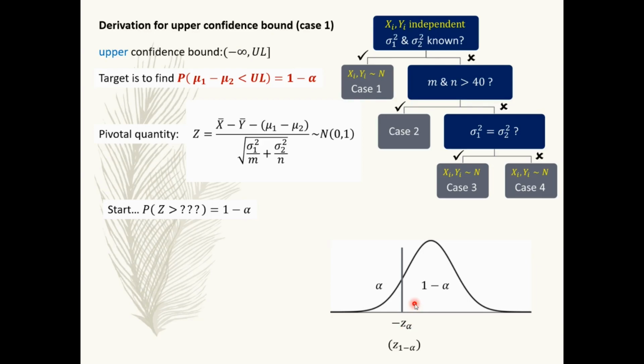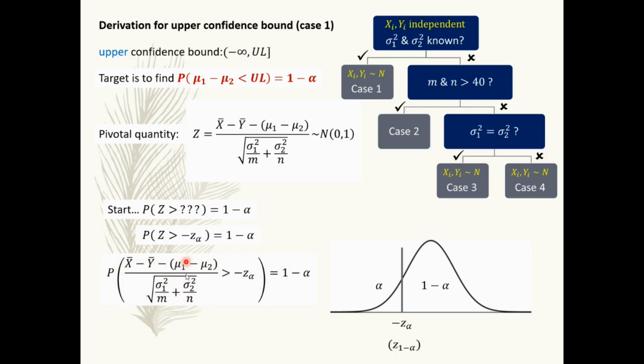Okay, so just draw a sketch. You can even mirror it and you'll see. So this value in here is minus z alpha. And now to complete this derivation, we just need to substitute z in there. Then we need to manipulate this so that we end up with mu1 minus mu2 on its own on the left-hand side.